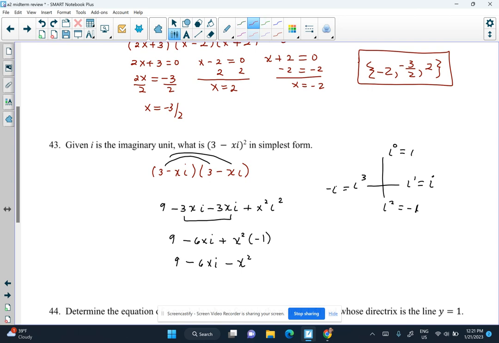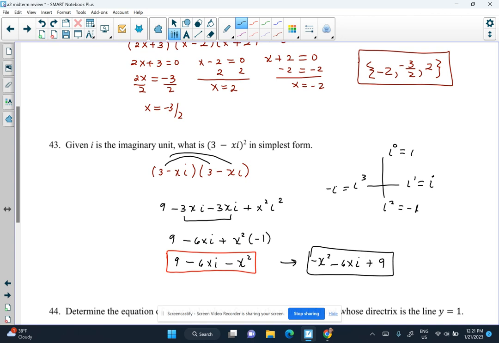Now, if it's a free response question, you can leave that as your answer. But sometimes the regents will put this into standard form where the highest degree is first. In other words, you can rearrange this to negative x squared minus 6xi plus 9. So either answer is correct, but sometimes they'll put it into the second form if it's a multiple choice question.